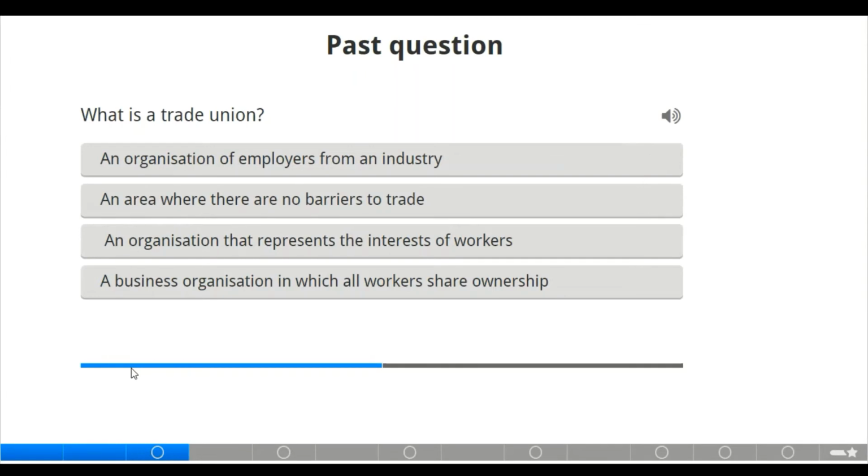Now let us move to the next slide, where I think we have one past question here, which is related to the definition of trade union. What is a trade union? According to our definition, what do we mean by trade union? Now let us check the options.